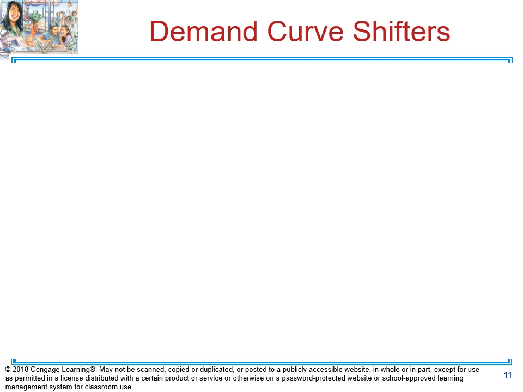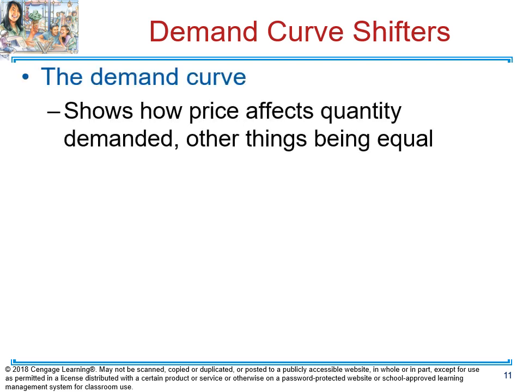This is quite straightforward. Things start getting more interesting when we think about the other determinants of the quantities demanded. Of course, the price of the good is an important determinant in the decisions of individuals on how much to demand. But there are also other things that affect the quantities demanded. When we plot the demand curve or write down the demand schedule, it shows how price affects quantities demanded, other things being equal.